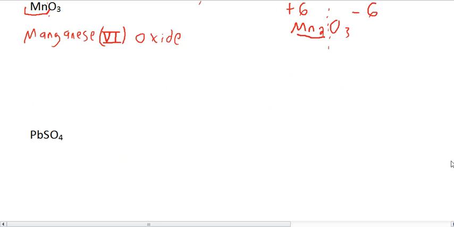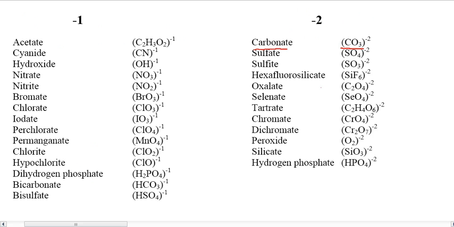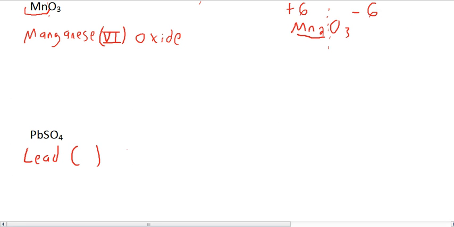So let's take a look at one more example. We have PbSO4. So again, we realize that we have to show the oxidation state of lead, so we just write its name down, lead, parentheses, then SO4. Take a look on the polyatomic ion list. You find SO4. SO4 is right here. That is sulfate. Never change the ending of a polyatomic ion.